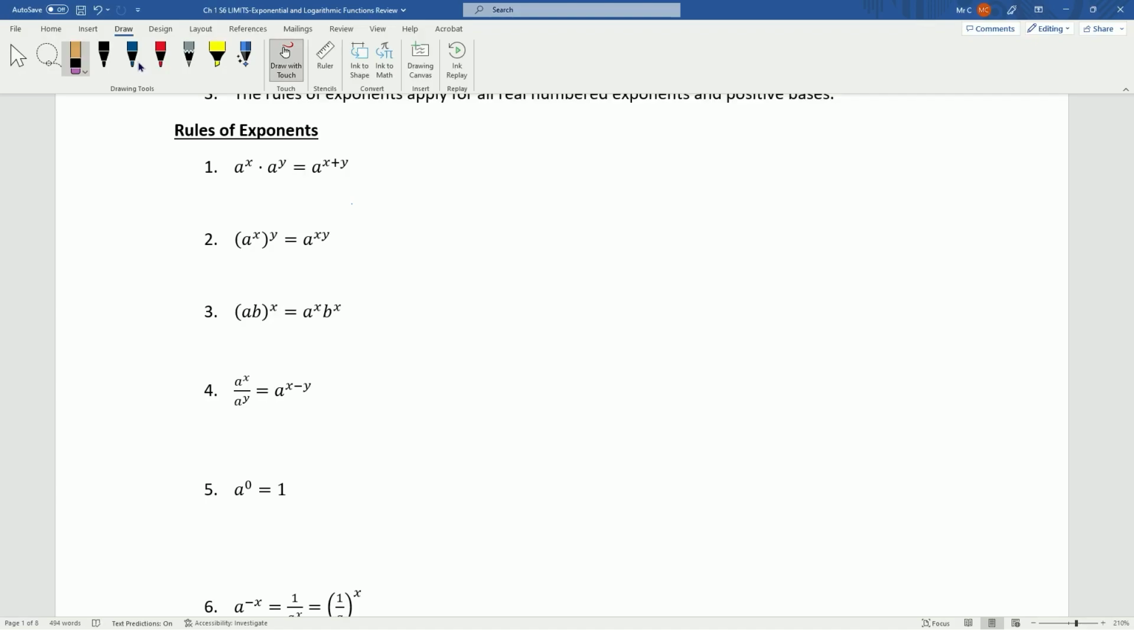just to make it a little bit more clear so you don't mix up your rules, hopefully. So a to the x times a to the y equals a to the x plus y. So what does that mean? Well, remember, an exponent means repeated multiplication. So if I have a squared times a cubed, that really means a times a multiplied by a times a times a.